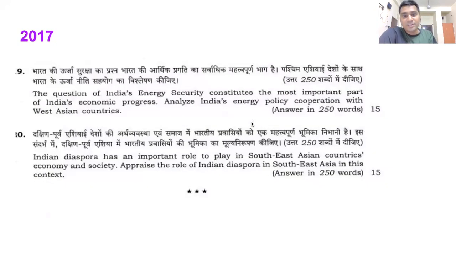The question of India's energy security constitutes the most important part of India's economic progress. Analyze India's energy policy cooperation with West Asian countries. West Asia as a region, they are asking a question. Yesterday we discussed this on our Mission Vijayata. So this is the point.